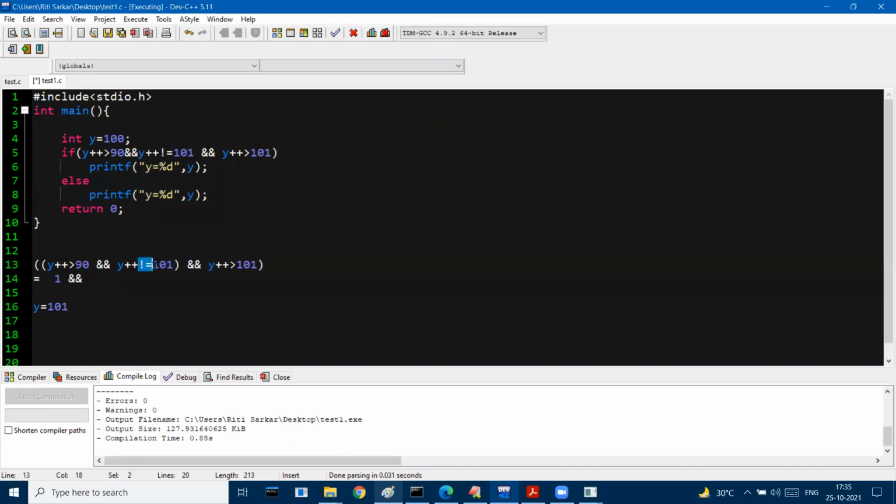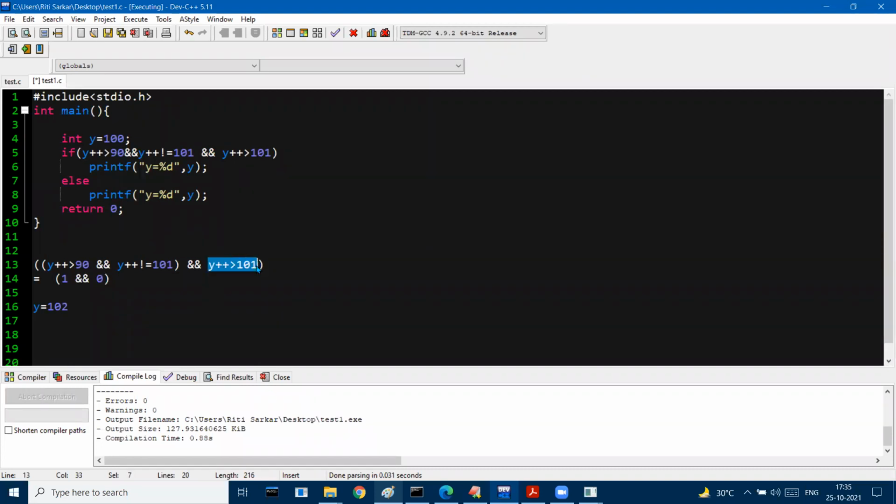What is this operator? Not equal to. Again, it is a relational operator. 6 relational operators we know now: greater than, less than, greater than or equal to, less than or equal to, equal to, not equal to. So 101 not equal to 101 means what? It is false. So now here what value will we get? 0. But Y will still increment. So Y value will become 102. Now this value is what? 1 and 0.